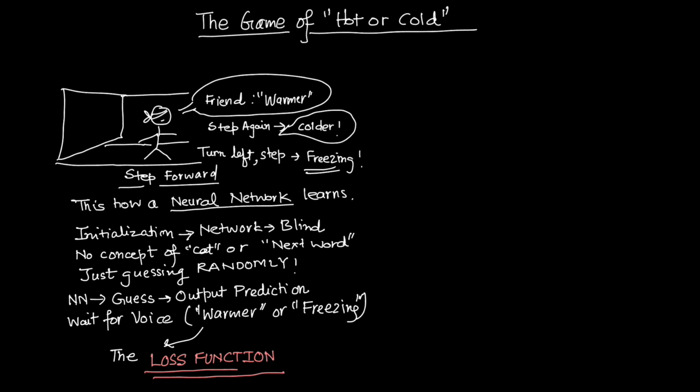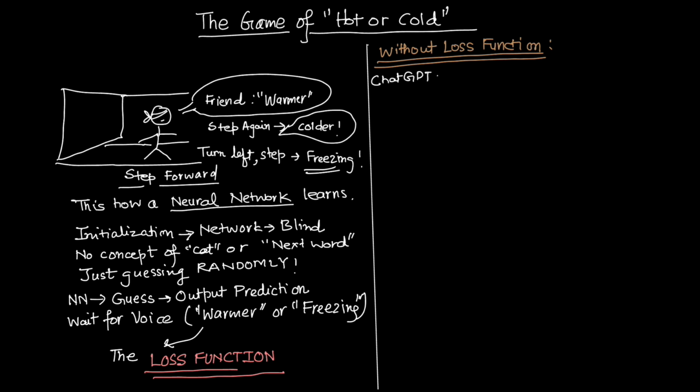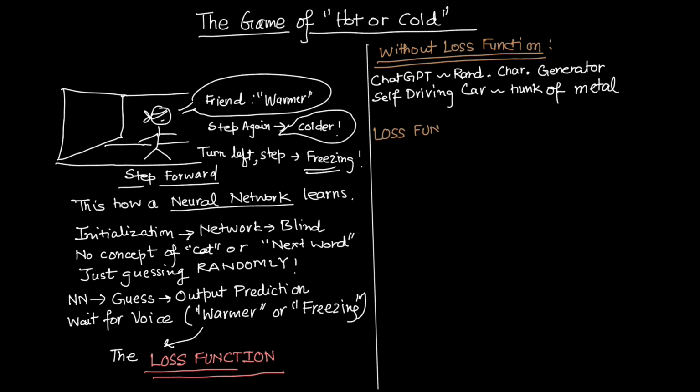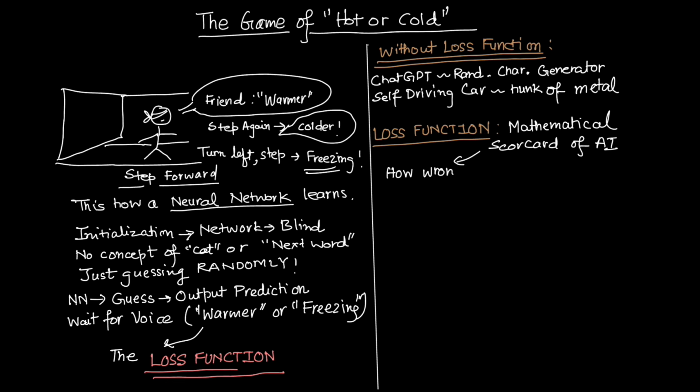That is the loss function. Without a loss function, ChatGPT is just a random character generator. Without a loss function, a self-driving car is just a hunk of metal driving off a cliff. The loss function is the mathematical scorecard of AI. It is the only thing connecting the model's hallucinations to reality. It quantifies exactly how wrong the model is, so the model can fix itself.